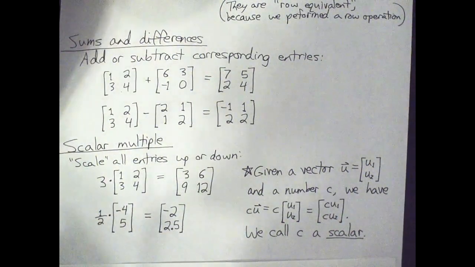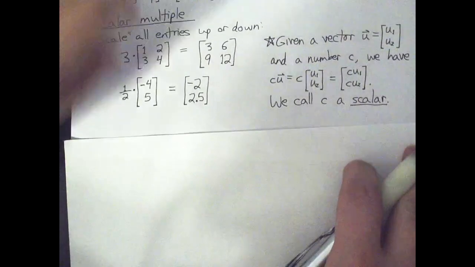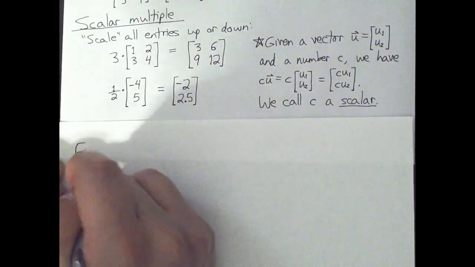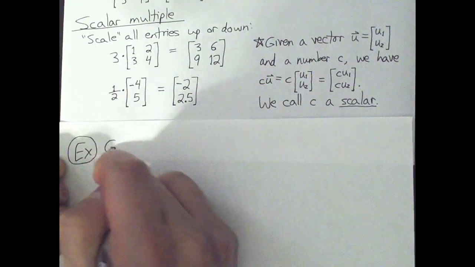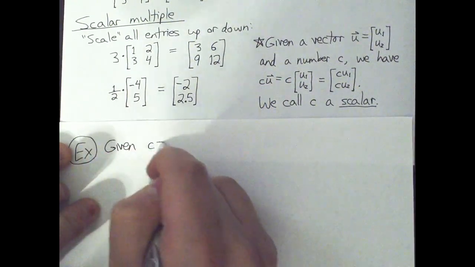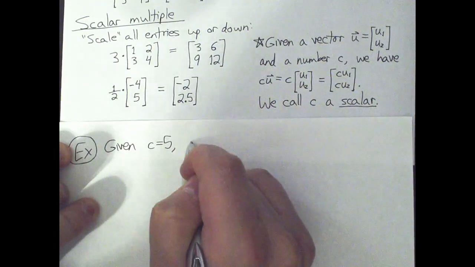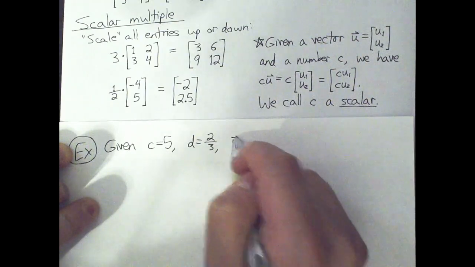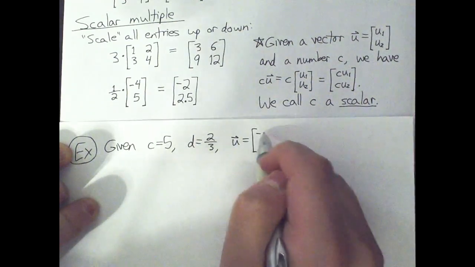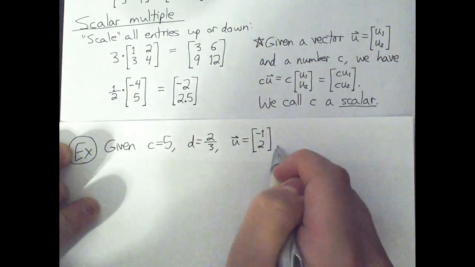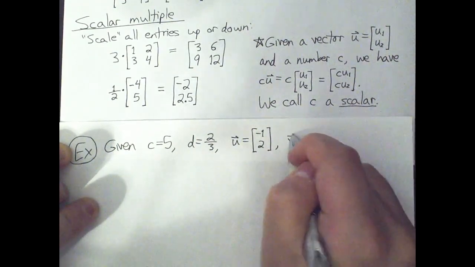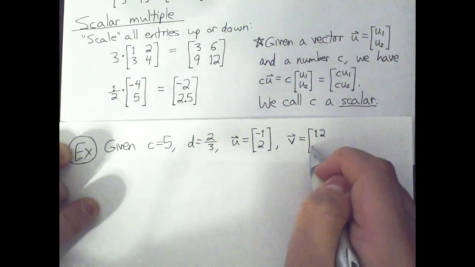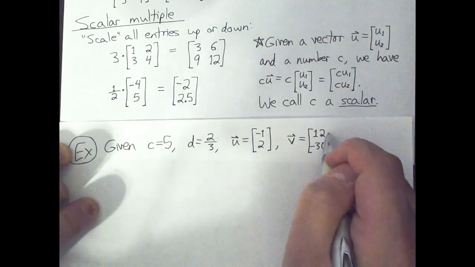Let's move the page up a little bit. I'm going to have a short little question for you to try. Example, let's say we're given c equals 5, d equals 2/3, the vector u equals this vector, and the vector v equals this vector, 12, -30.